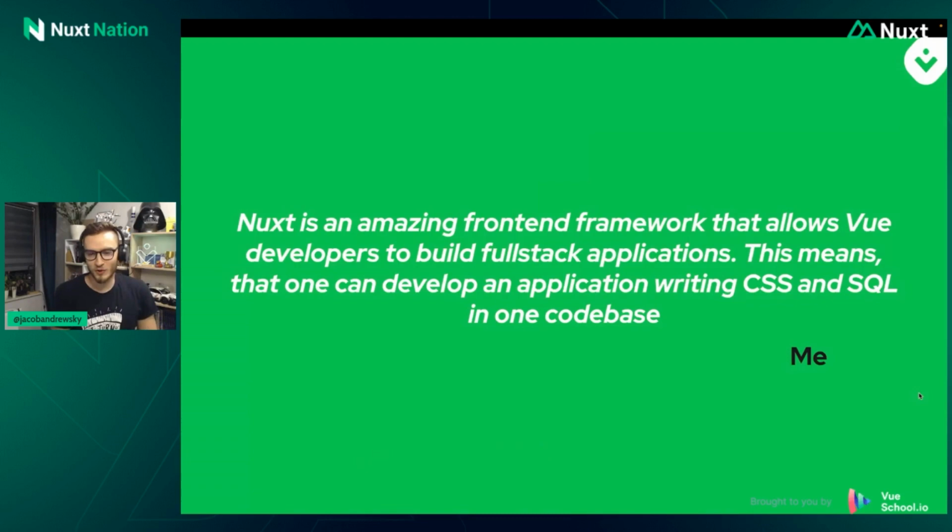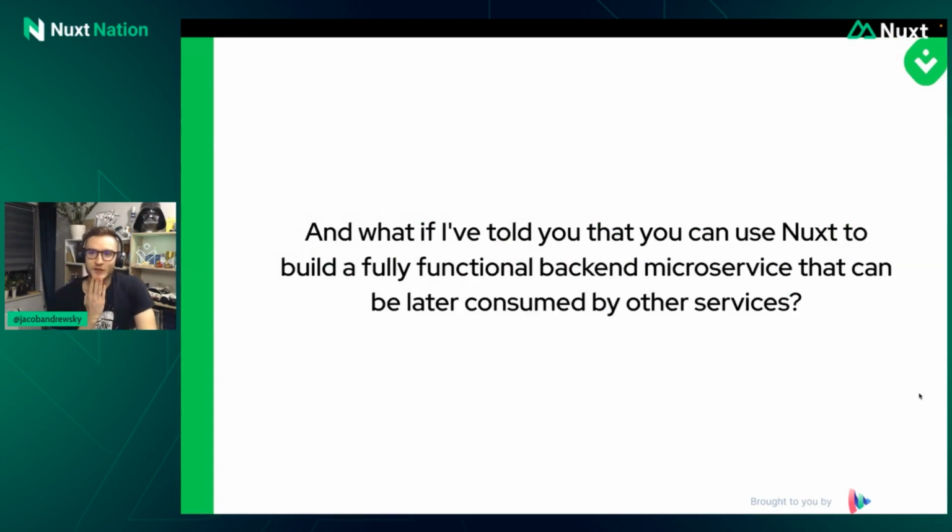I have this quote that I created some time ago: Nuxt is an amazing front-end framework that allows Vue developers to build full-stack applications. This means that one can develop an application writing CSS and SQL in one codebase, which for me was always a dream because I didn't like the separation of the front end and the back end. And Nuxt gave me the opportunity to do both of them at the same time. So what if I told you that this full-stack framework of Nuxt can be used to build a fully functional backend microservice that can later be consumed by other services?